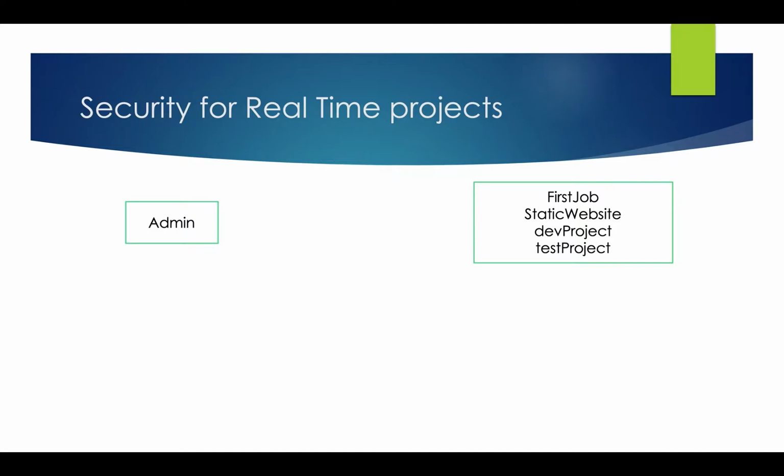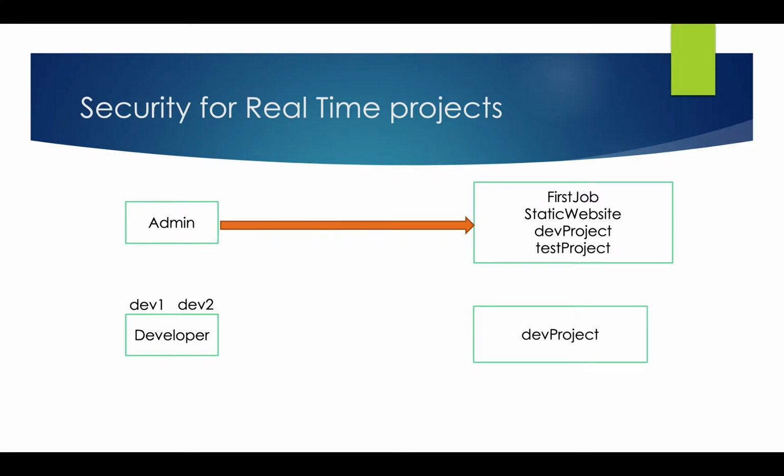So in that case I have two more projects. Assume that I have a dev project and a test project, I'm just taking the sample. So admin can access these projects, right? If I take the developers, if you are working on module-wise projects, a lot of developers will be there. Assume I name them dev 1, dev 2, dev 3 and so on. So a developer can see only the dev project, so the security is related to the project.